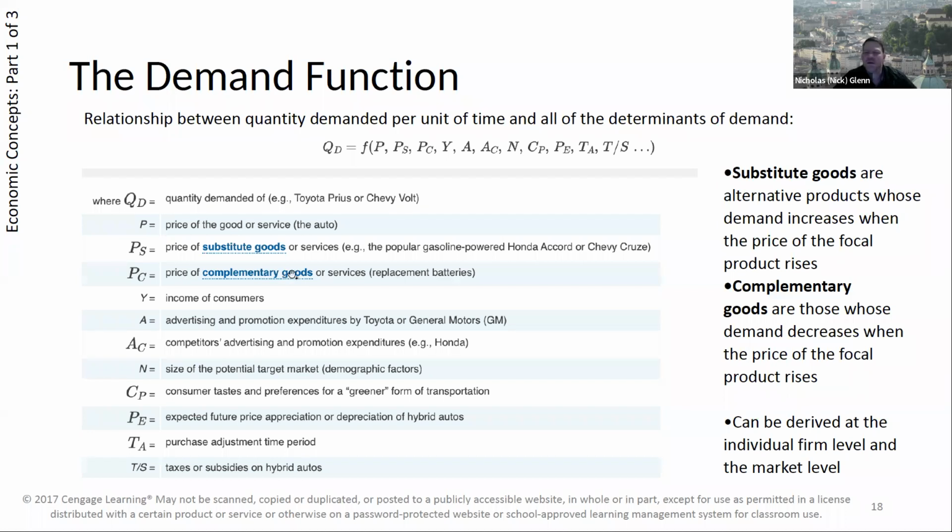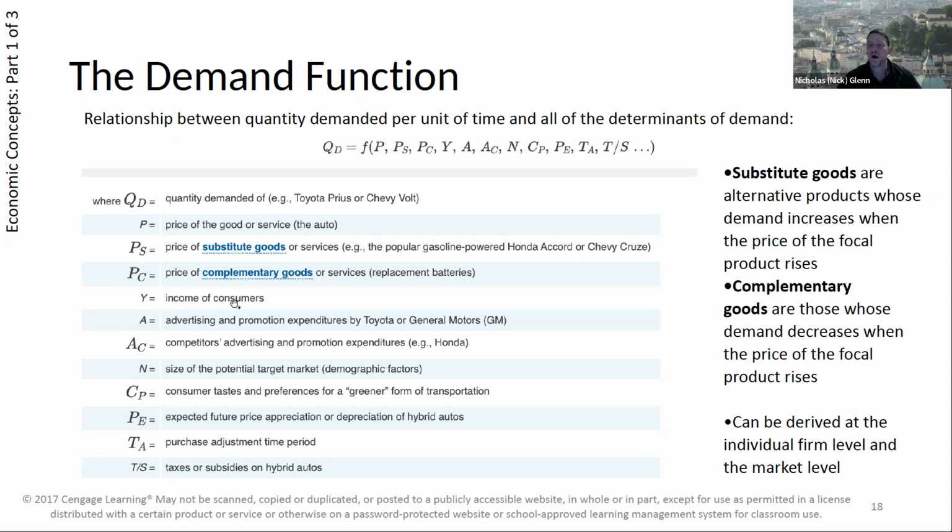Let me try to think of a better example. Going away from the cars, a good example of complementary goods is chips and dip. They go together. So obviously, if the price of one increases, it's going to affect the demand for the other good, because people are going to buy less of the chips. Well, one of the things that goes with them is the dip, so you're going to buy less of the dip as well. So that's how those affect each other.